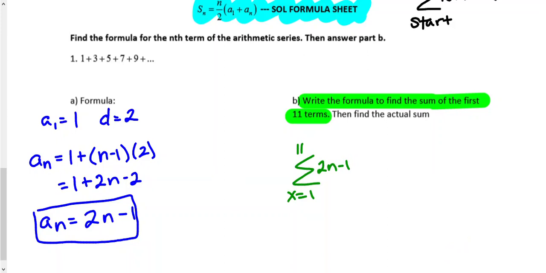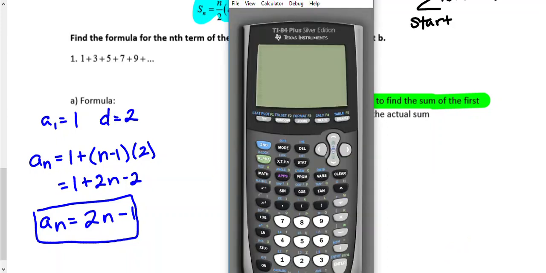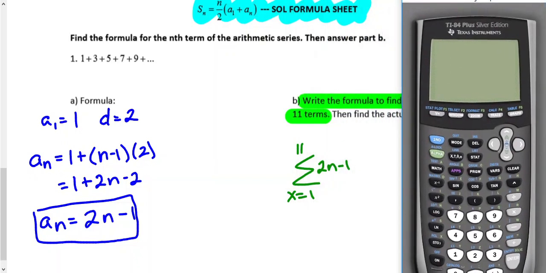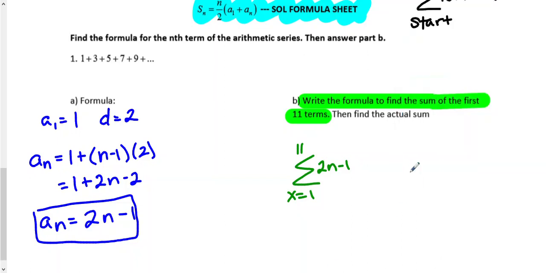Now we can put it in our calculator. When I type it in the calculator, I'm not going to use the letter n, I'm just going to use the letter x the whole time. So remember, alpha, window, 2. So we have x equaling 1 at the bottom. The top is 11. My formula is 2x minus 1. Hit enter. So my answer is 121.